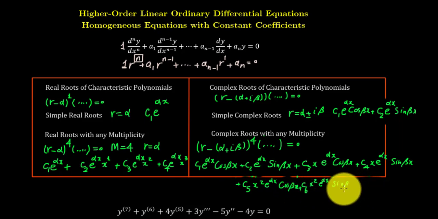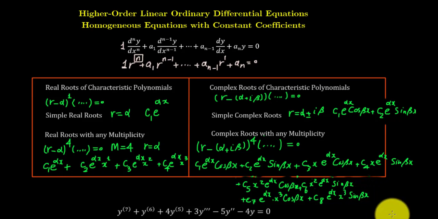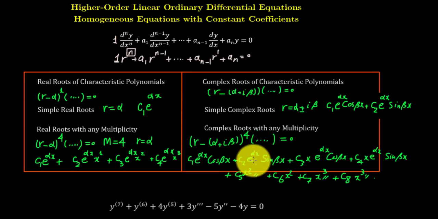And then since the multiplicity was 4, I have to stop at the power of 3, so we will need 2 more terms. So c7 e to the alpha x times x cubed times cosine beta x, and then finally c8 e to the alpha x x cubed sine of beta x. And we will stop there.